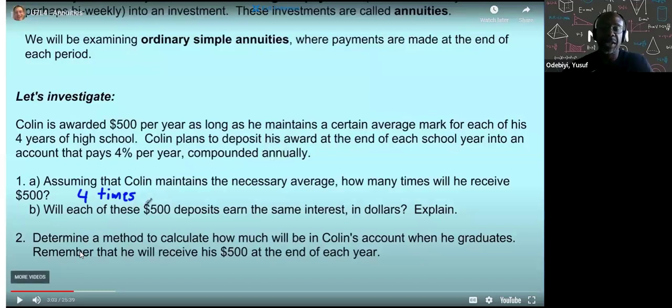He's saying what I just said. The first $500 would be sitting in the bank after grade 9, all the way through grade 10, grade 11, and grade 12. Therefore, that will earn more interest, in dollars, than the last $500. So the answer is they're not all the same. Let's see if he writes it down.